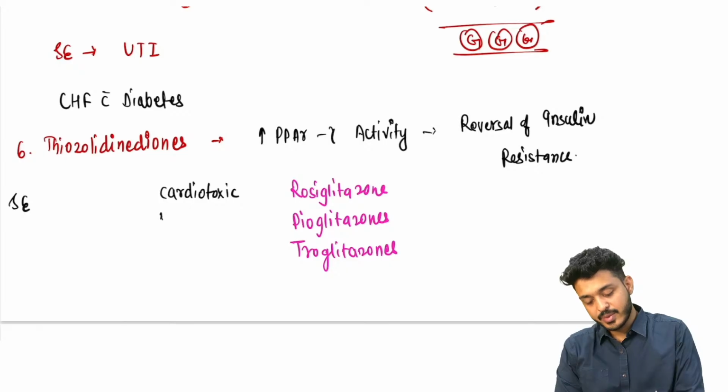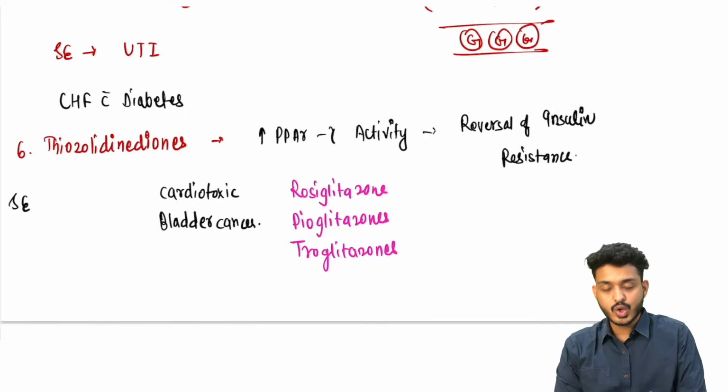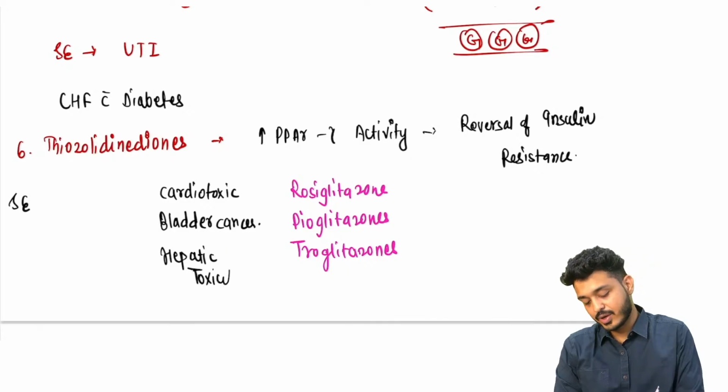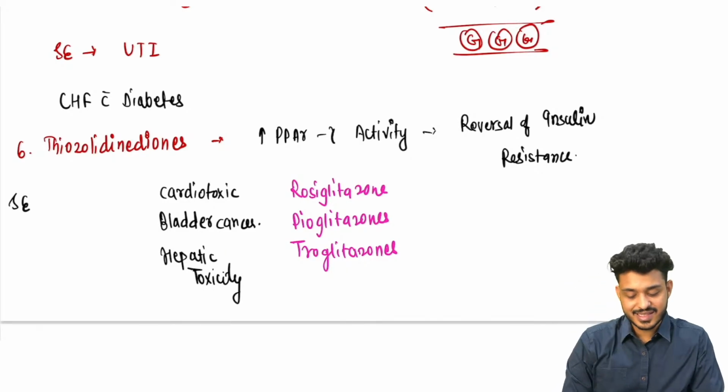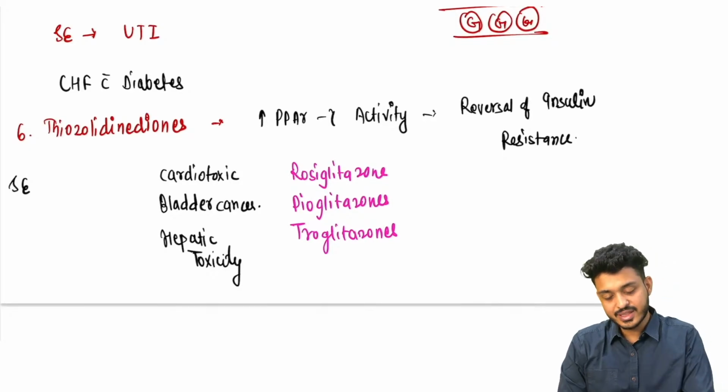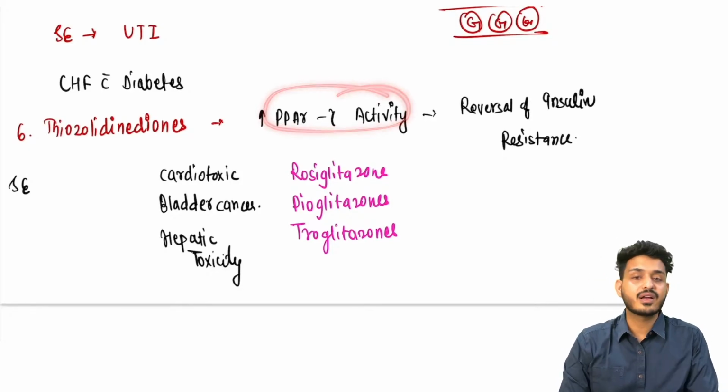Pioglitazone is going to be causing bladder cancer. It is going to cause bladder cancer. And this tro is associated with hepatic toxicity. Hepatic toxicity can happen, right? So these are the drugs we are using. These are going to activate your PPAR gamma activity.